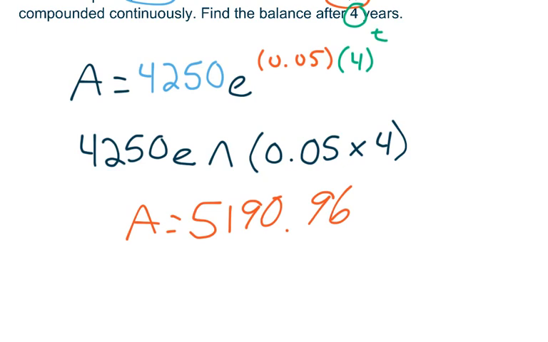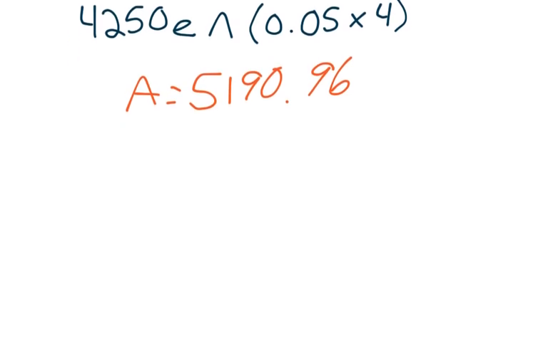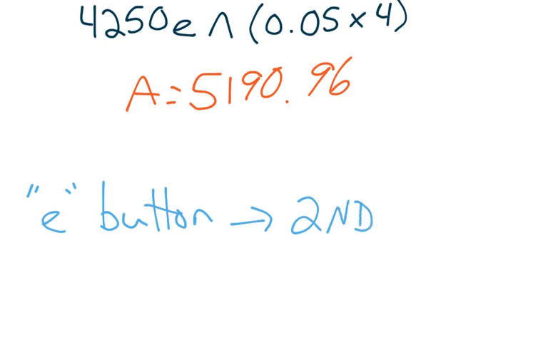One thing that I didn't address, the e button. Where do you find e on your calculator? Let me slide that up. The e button on your calculator, if you hit second and then the division symbol, it's right below pi. So second divide gives you the base e. So second and then division allows you to type in e.